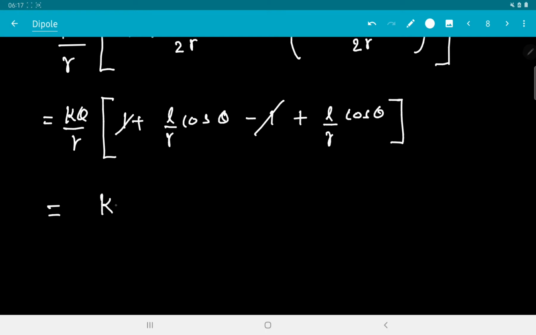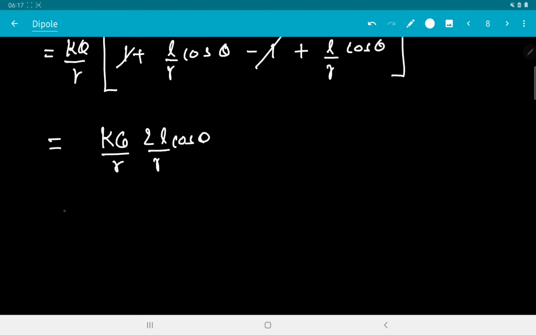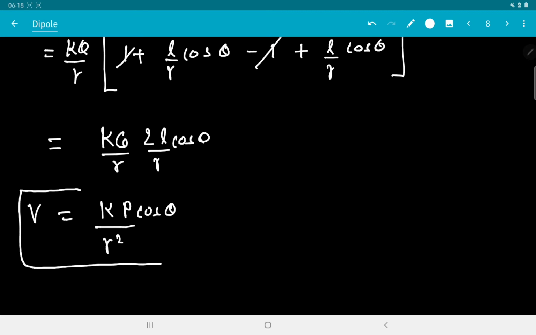We will get kq, 2 times of this L by r cos theta. Here we have another r, so we'll get k by r squared. Now this ql is nothing but the dipole moment, the magnitude of the dipole moment, and this is cos theta. This will be the potential at any point due to the dipole.